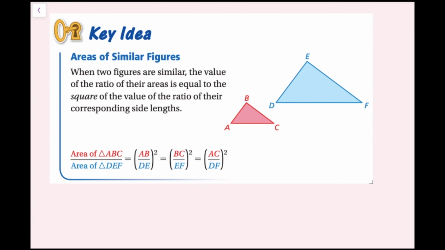Areas of similar figures. When two figures are similar, the value of the ratio of their areas is equal to the square of the value of the ratio of their corresponding side lengths. So I have a very corny and cheesy phrase for this. I like to say area squarea. Whenever we're figuring out the relationship between similar figures' areas, you just take the ratio of the side length and then you square it. Okay, so that's why I say area squarea.